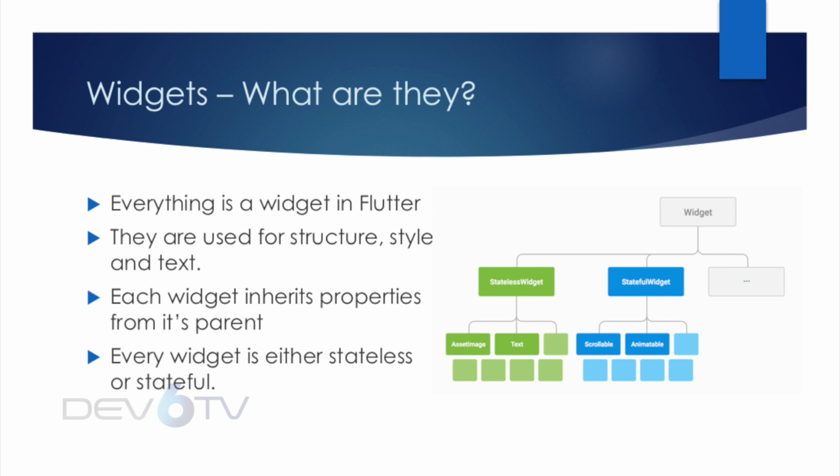Now, there are widgets for structure, style, and text. The way Flutter works is that there is one parent widget, and the properties you set in that will filter down to any of its children. So any child widget of a parent widget will inherit all its properties, and it just keeps filtering down through the entire hierarchy of all the widgets that are set up. And there are two types of widgets that every widget will extend from, which is a stateless or a stateful widget, which we will be getting into later on.